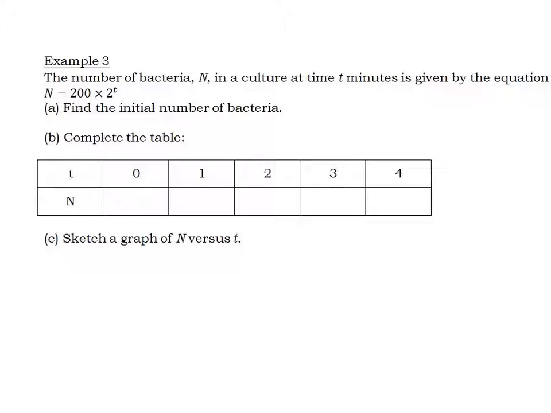In part B we're asked to complete this table, and we've already worked out the first one. And to find the others, you're just substituting the t value into the equation. So the next one is 200 times 2 to the power of 1, which is 400. Then substitute t equals 2, and so on.